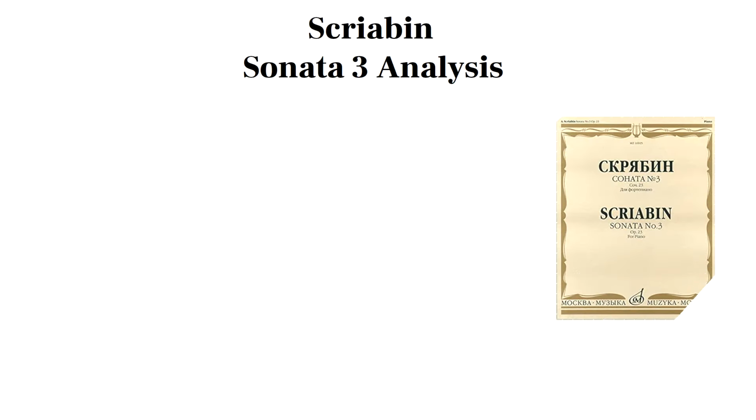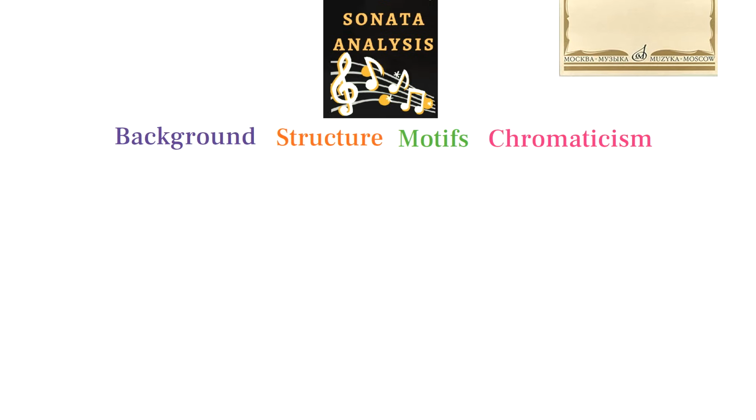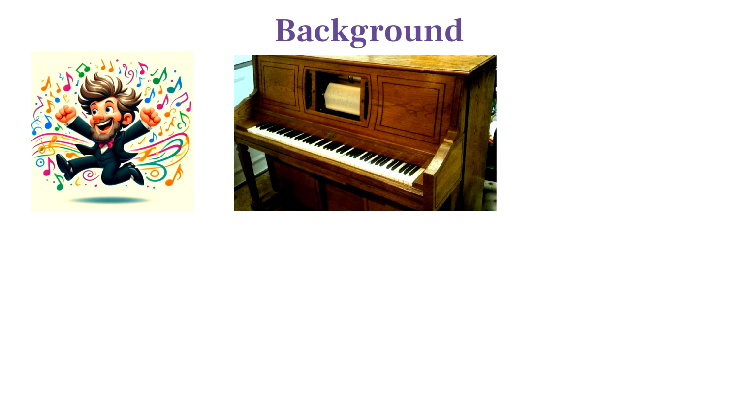Scriabin's third sonata is his last early-era sonata. In this sonata analysis video, we're going to analyze Scriabin's third sonata in terms of background information, structure, motifs, and chromaticism. Scriabin must have been very proud of this sonata because he personally recorded it into a player piano.